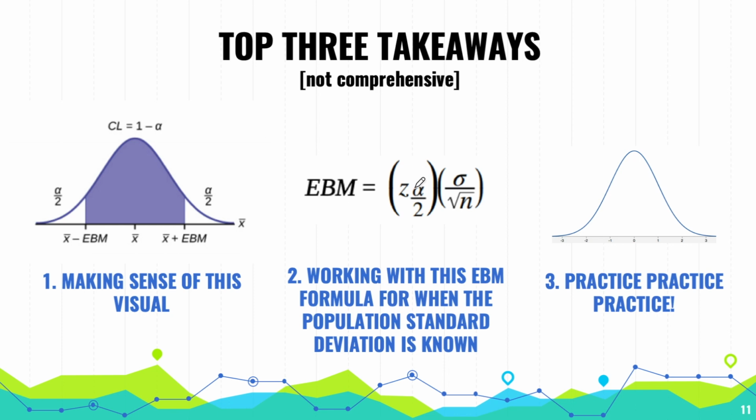You take your z-score associated with the alpha that you're given, and you multiply it by the standard error of the mean. So just keep practicing with these confidence interval problems.